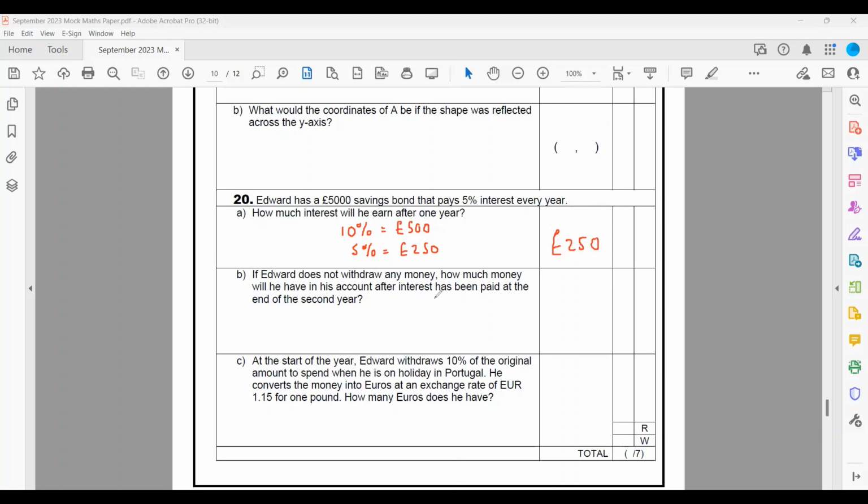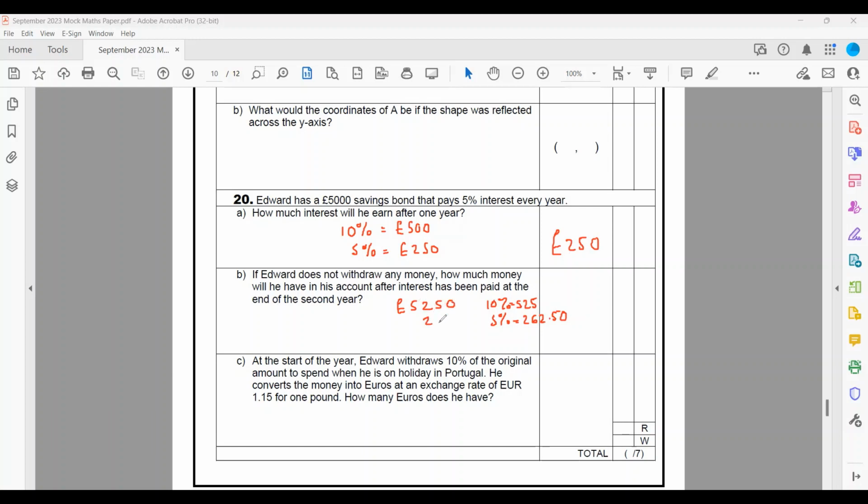If Edward does not withdraw any money, how much money will he have in his account after interest has been paid at the end of the second year? In the first year, he had 5,000. At the end of the first year, we added 250 to that. So at the start of the second year, he had £5,250 in his account. Now, 10% of that would have been £525. So 5% would be half of that, which is £262.50, which we can add onto the balance at the start of year two.